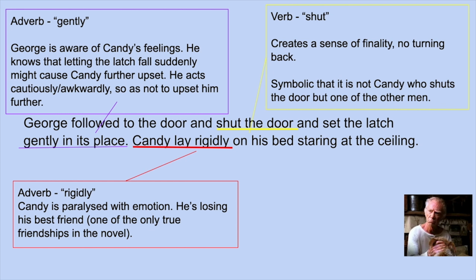Then look at Candy. He's lying there rigidly. He's like a plank of wood on his bed. Won't move. He's sort of paralysed with emotion. He's about to lose his best friend, which, you might argue, is one of the only true friendships in the novel.